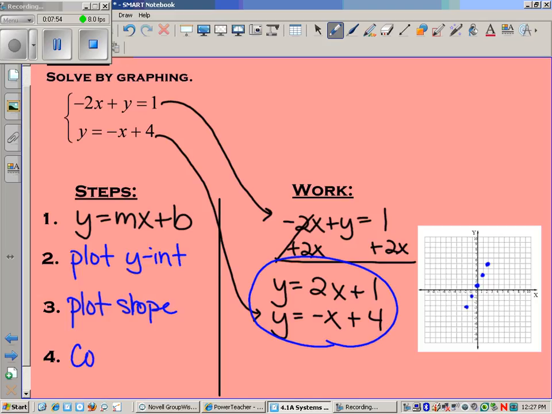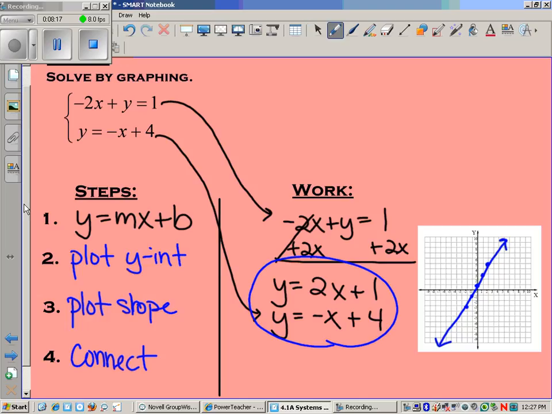Okay? My last step is I'm going to connect the dots, hopefully with a straight line. The straighter the better, the more accurate it's going to be when you graph your other line. Okay? So here's my first line, y equals 2x plus 1. Let's repeat steps 2, 3, and 4 for my second line.